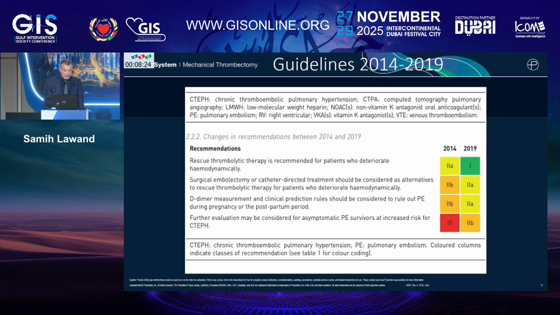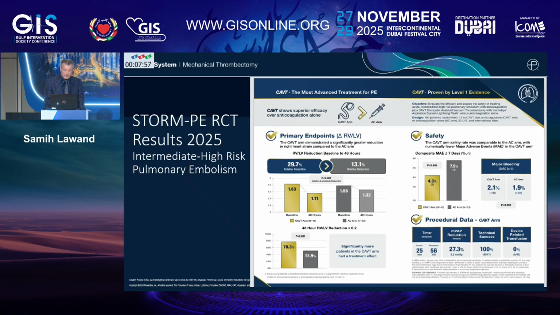Now, these are the guidelines at that time, showing rescue thrombolytic therapy is now becoming class 1 as opposed to 2014. Surgical embolectomy 2A, D-dimer measurements and clinical prediction rules 2A, and evaluation to be given for CTEPH. As you know, it may not be considered. However, if considered, it has to be pre-evaluated and see the appropriateness of the patient.